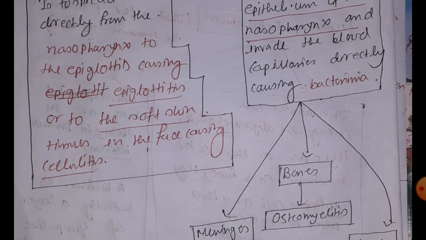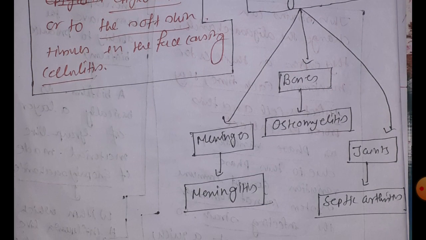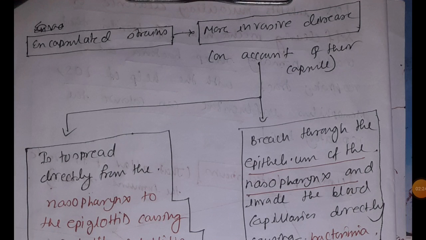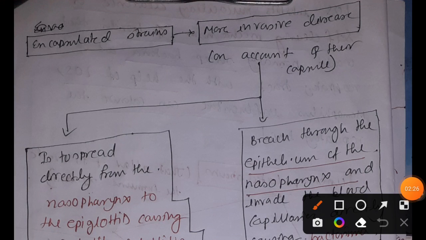And as they are now in the blood, it is obvious that they can be transported to any of the important organs, right? If it transfers to the meninges, it will cause meningitis. In the case of bone, it will cause osteomyelitis, and in the case of a joint, it will cause septic arthritis. That is the type of situation that can be caused by encapsulated strains.